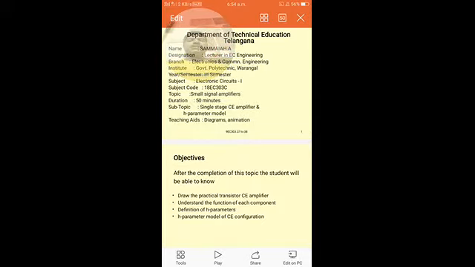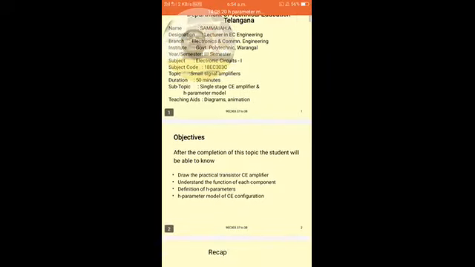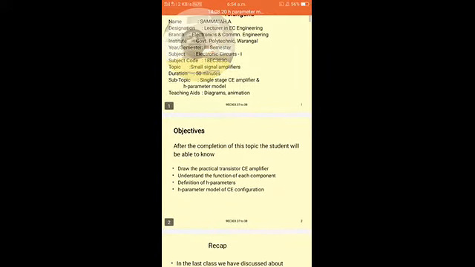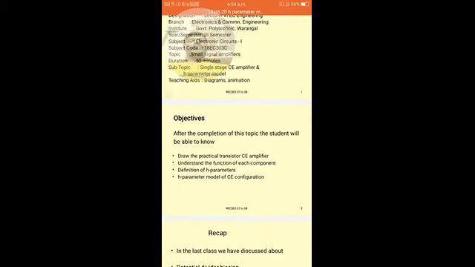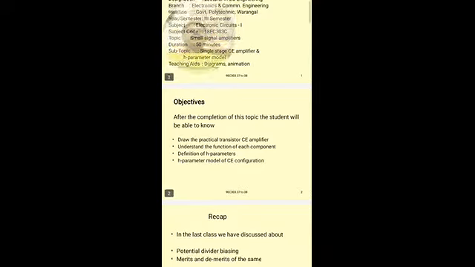So in today's class we are going to study the hybrid parameter model, the H parameter model of the transistor, in the CE, CB and CC configurations.